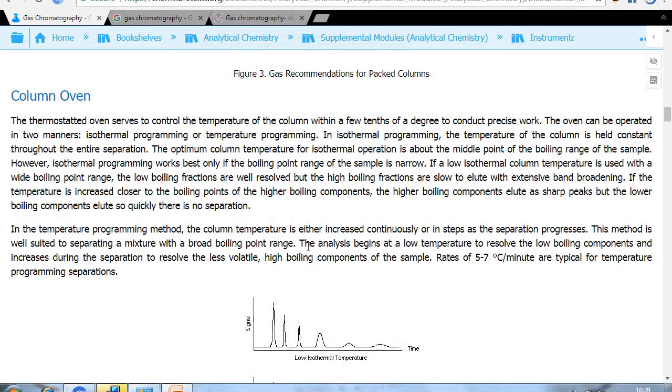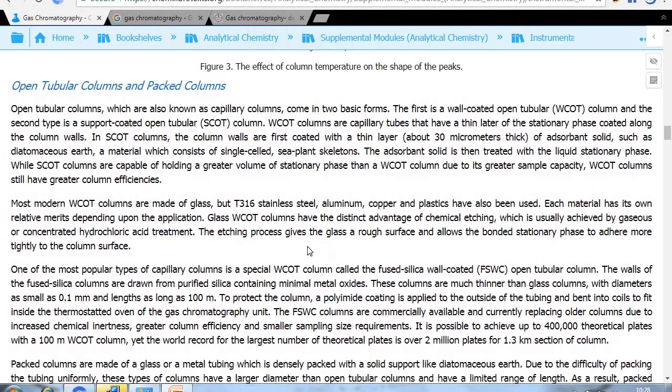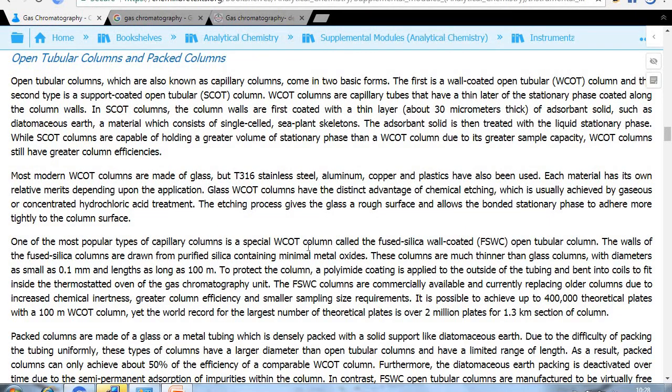Okay, and this is used for a very narrow range of boiling points, whereas in temperature programming you can use it for a very wide range of boiling points of the sample. And next you go to the columns, and two types of columns are available.